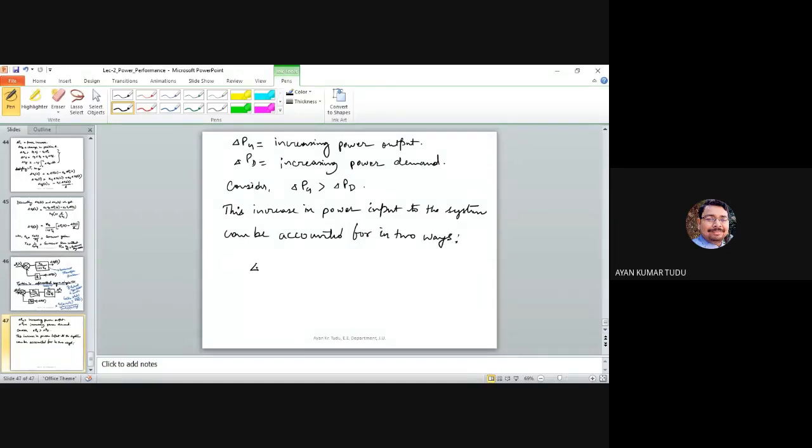What are the ways? Delta PG minus delta PD can be represented as d by dt of WKE plus del PD by del F into delta F. Let us talk about each of them. The first portion, d by dt of WKE, is nothing but the rate of increase of stored kinetic energy of the generator.